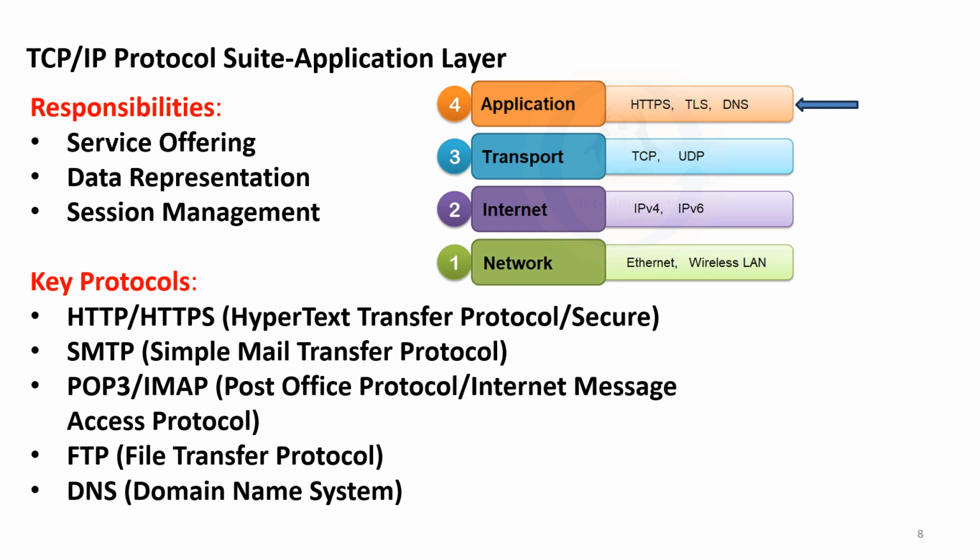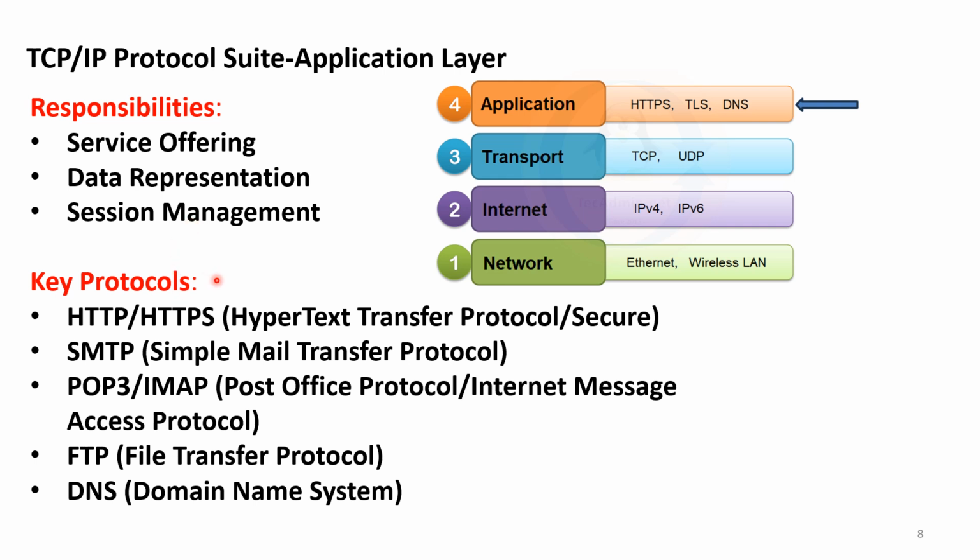The application layer provides network services directly to the applications and manages the interface between application software and network protocols. The key responsibilities of the application layer are service offering, which supports various network applications and services such as web browsing, email, and file transfers; data representation, which handles data formatting, encryption, and compression for compatibility and security; and session management, which manages sessions or connections between applications.